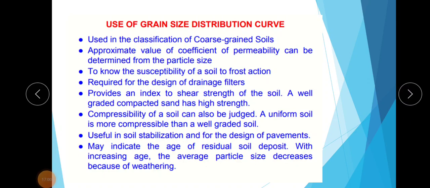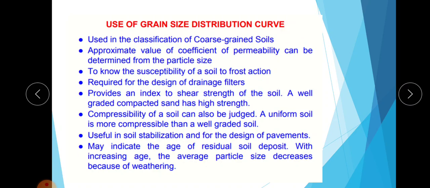Next is the use of grain size distribution curve. This curve is used in the classification of coarse grained soil. The approximate value of coefficient of permeability can also be determined from this particle size. If you know the particle size, we can calculate coefficient of permeability. We will study coefficient of permeability in the next topic. Using this grain size distribution, we know susceptibility of soil to frost action. And using this we can design the drainage filters. Usually these filters are designed based on size of the particle.